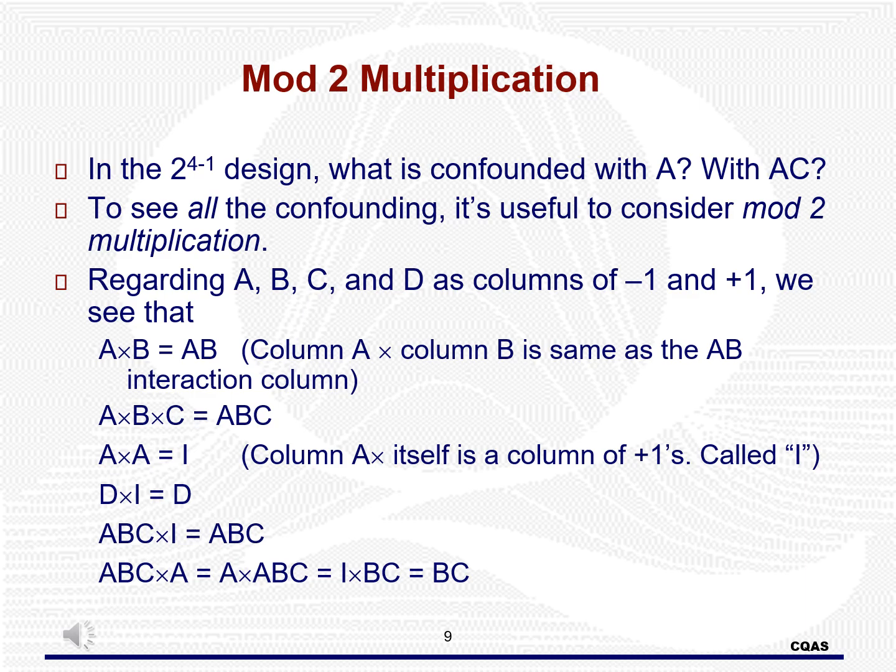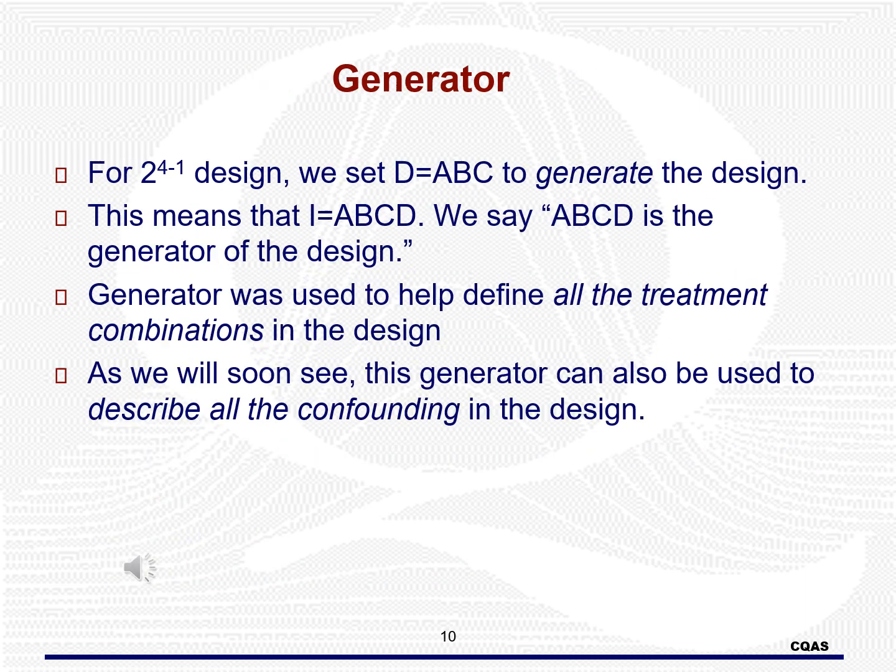We will refer to this as column I. Also, any column multiplied by a column of ones will yield that initial column, so A×I equals A. For our 2^(4-1) design, we set the confounding for D to be ABC, so D equals ABC.